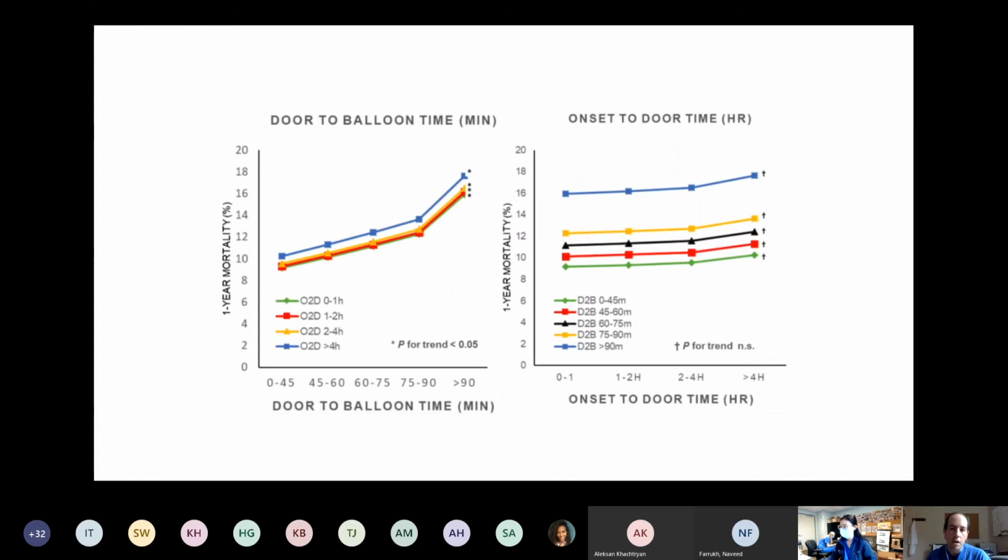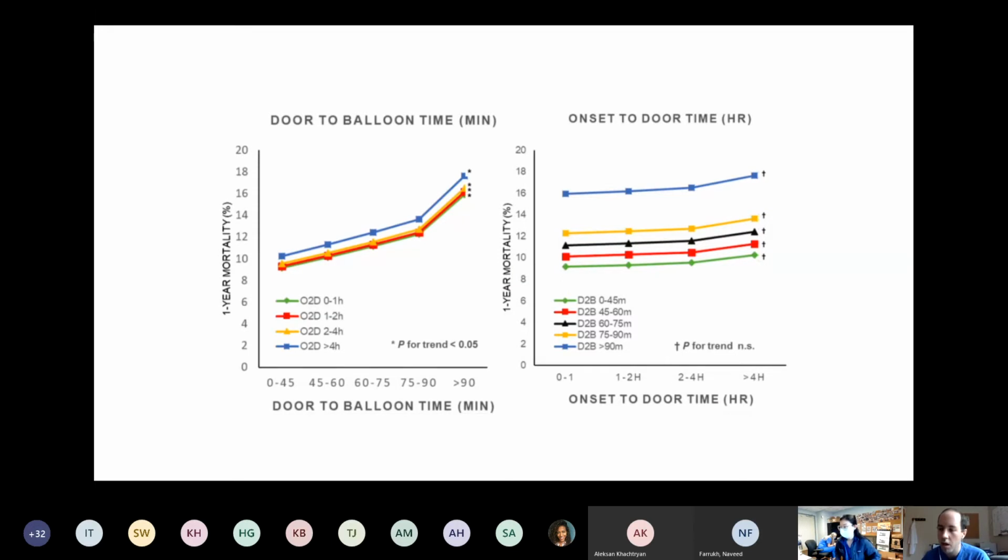And this is a great graph. It breaks down the door to balloon time into something called onset to door time. So it's how quickly the person shows up to the medical system. You get these people who have chest pain for 4 hours before they come in, but forgetting about that, just looking at the graph on the right side, the door to balloon time in green is 0 to 45 minutes. Their 1-year mortality is the lowest, versus door to balloon time greater than 90 minutes, which is obviously dramatically, twice as high, but even 15-minute increments matter.